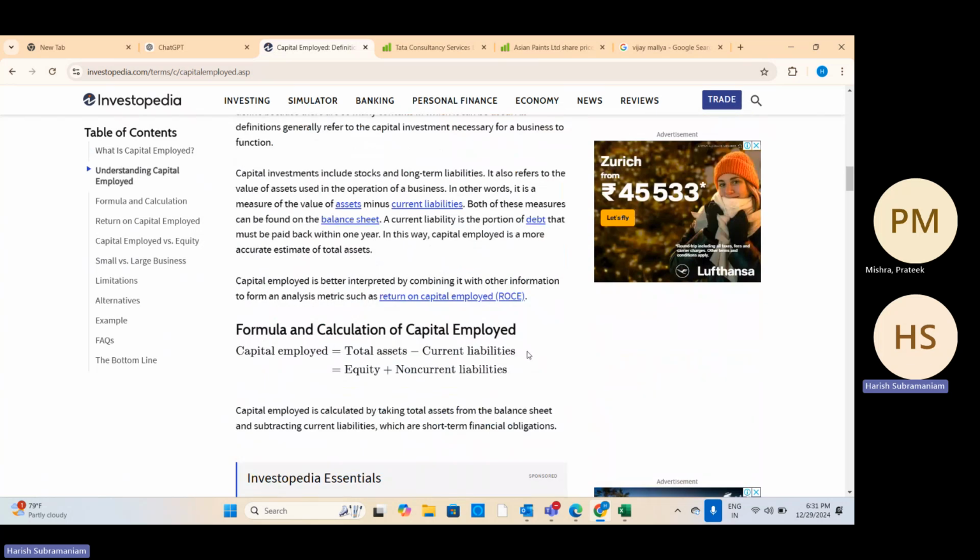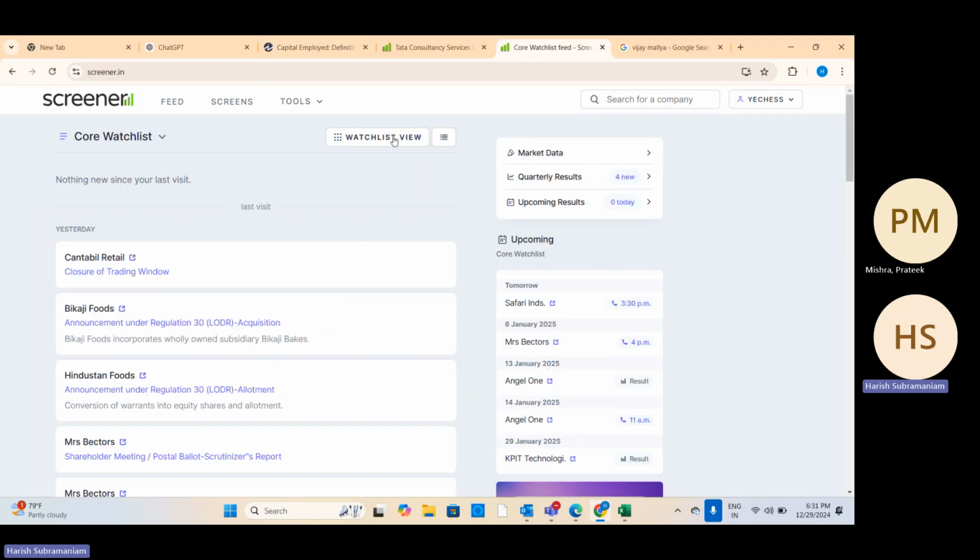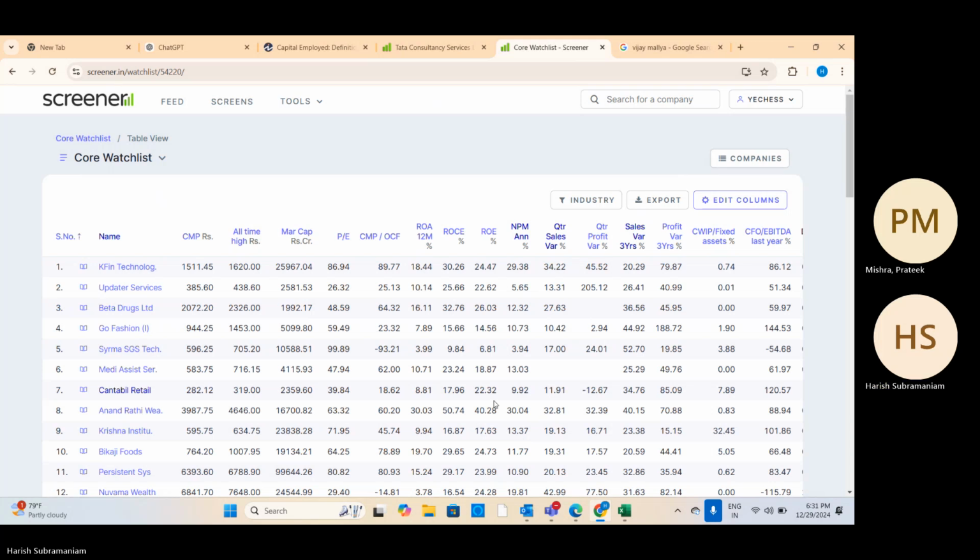We are not minusing any current liabilities. We are just looking at the total assets. So let's say company one has a certain set of factories. Let's just say the company has factories, it's manufacturing and it's selling. Let's just take into account factories and machinery. Then we'll see what kind of return the company is generating.